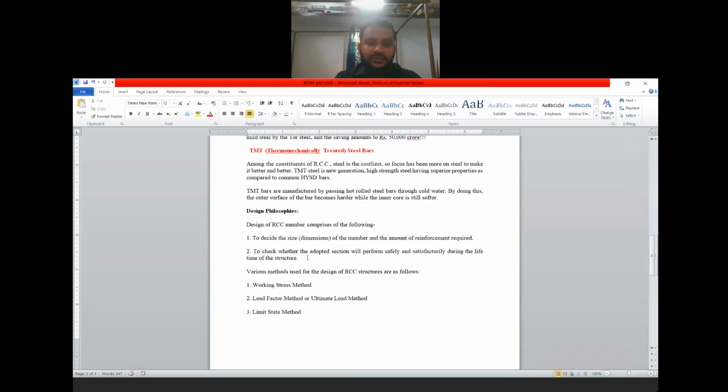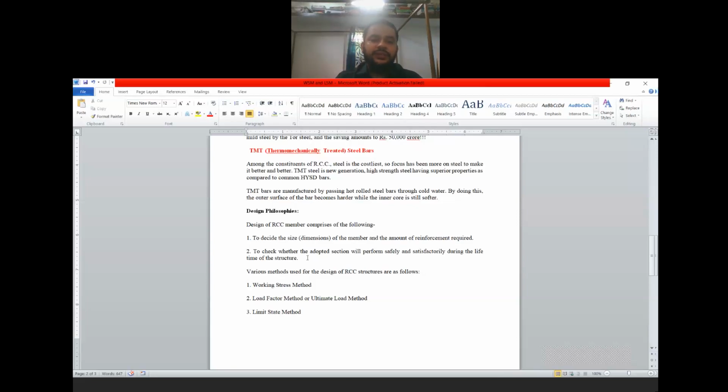Okay, so now can anyone tell me, at present, if you have to go for construction, which method you will follow? Can you use all three methods, or should you use only one method out of these three?